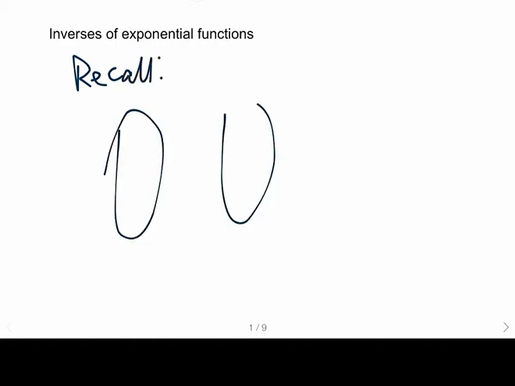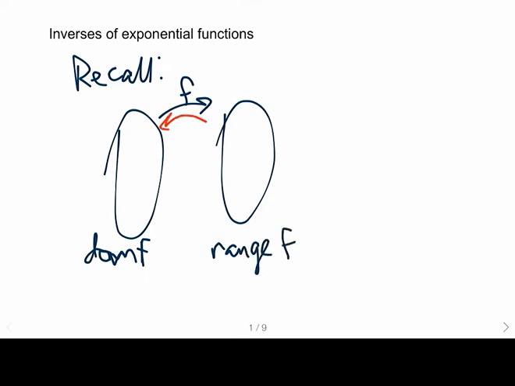In this session, we're going to explore inverses of exponential functions. Recall that if we have a function f that maps elements from its domain into its range, then its inverse acts in reverse, right? It maps elements from the range of f, which then becomes the domain of f inverse, into the domain of f, which then becomes the range of f inverse.